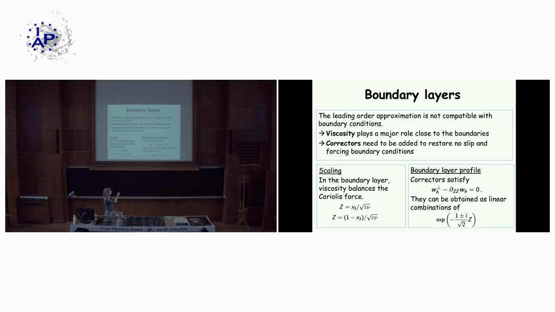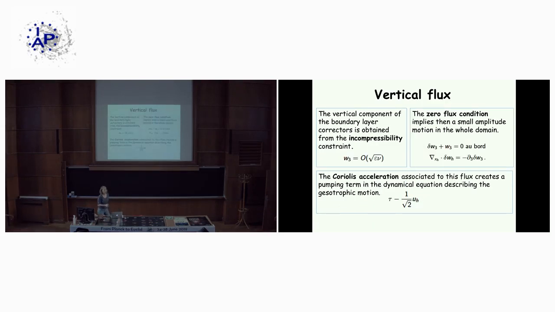Okay, and these boundary layers are of size square root of epsilon nu, and the profile is given by this. But now if you construct just this, you see that you have some troubles, because the divergence-free constraint is not satisfied anymore, so you have to restore this divergence-free constraint. So this tells you that in the boundary layer you also have a very, very small vertical component.